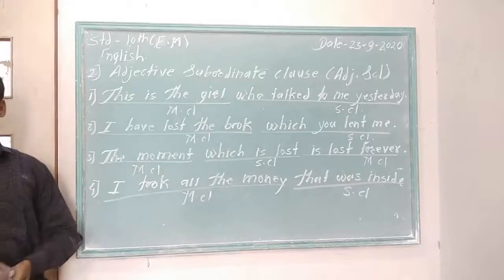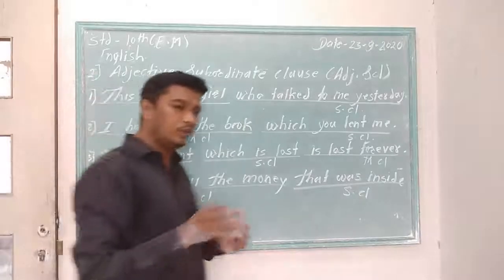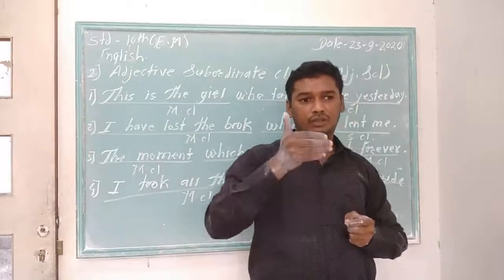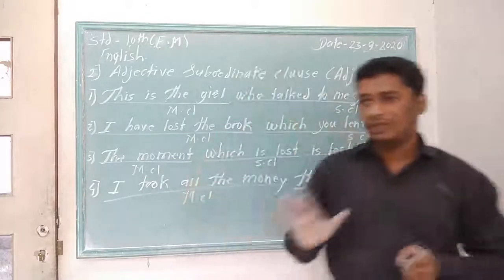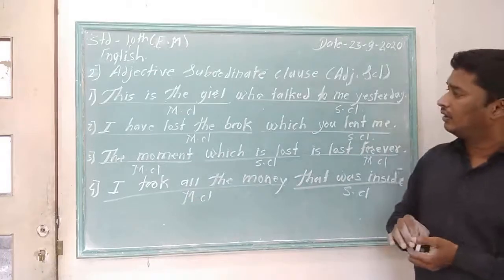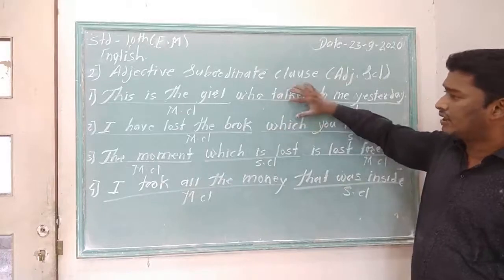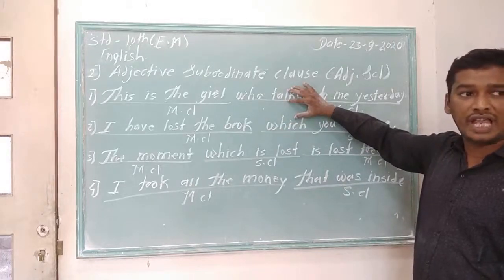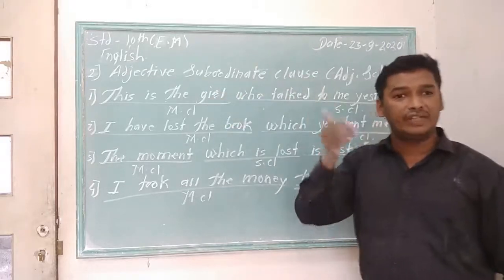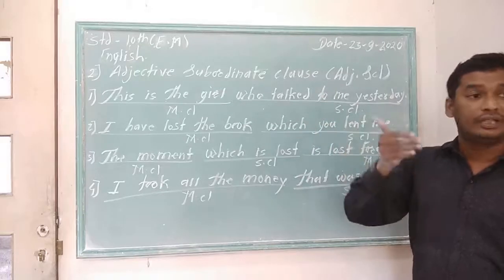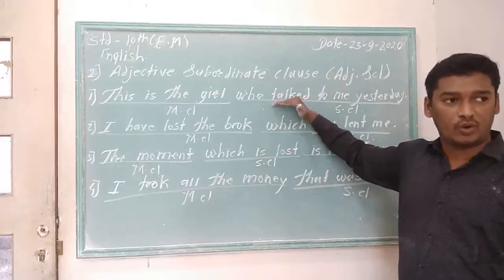Now let's decide how that subordinate clause is an adjective subordinate clause. I have just told you the meaning of adjective. If a word tells more information about a noun or pronoun, that is an adjective. The same feature is here, the same rule has to be used. If the subordinate clause in the given sentence tells more information about a noun or pronoun in the main clause, then such a subordinate clause could be an adjective subordinate clause.